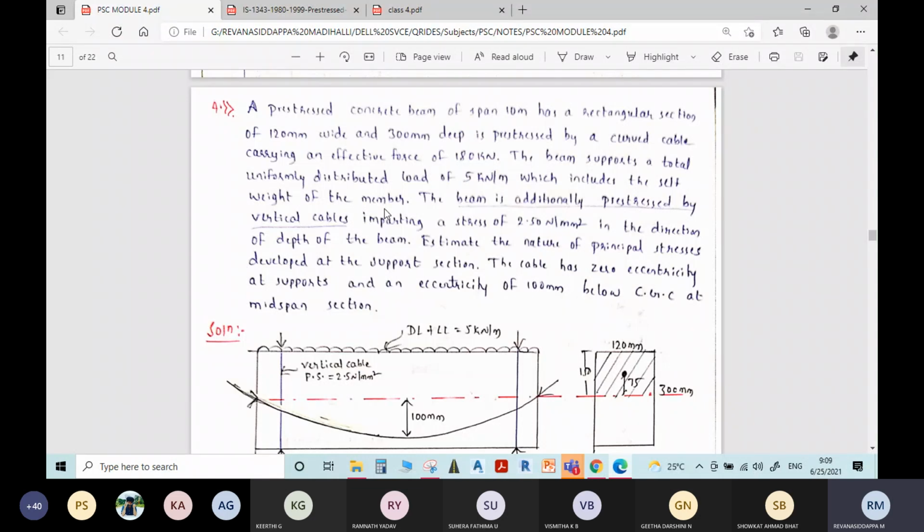No need to calculate the self weight. It is including self weight. Including self weight, the total load acting on the beam is 5 kilonewton per meter. The beam is additionally pre-stressed by vertical cables. Here you can see vertical pre-stressing is also given. As I said, whenever the shear force in the beam is found to be higher, in that case the vertical pre-stressing will also be given.